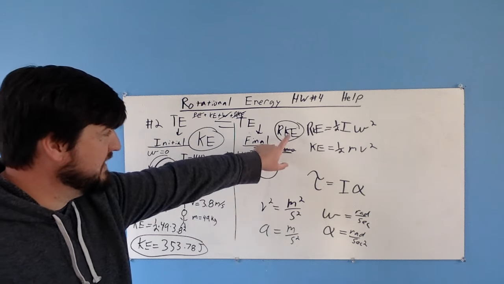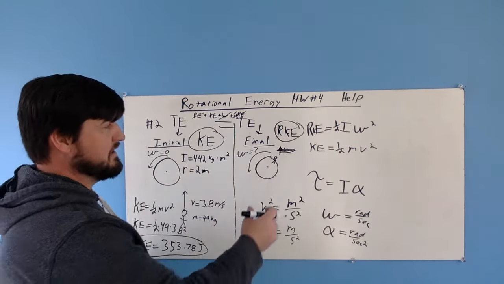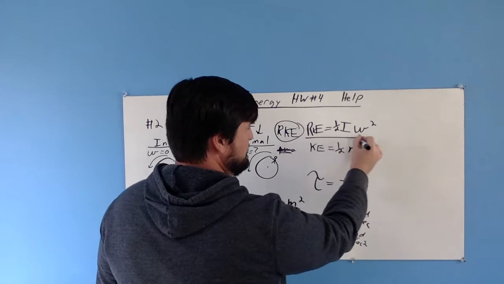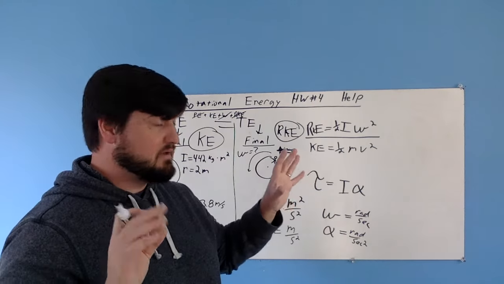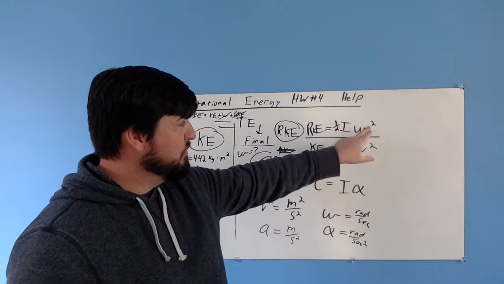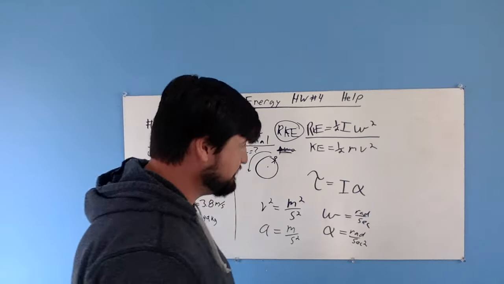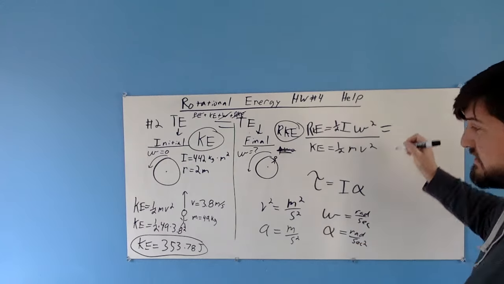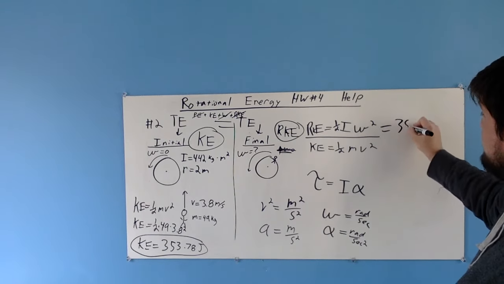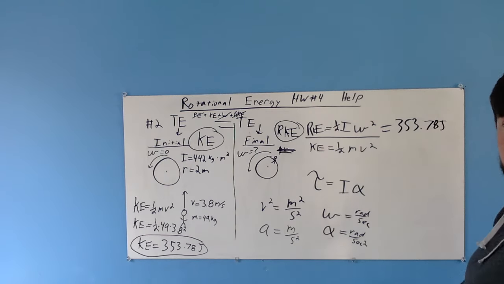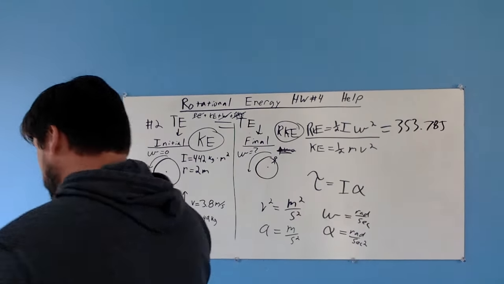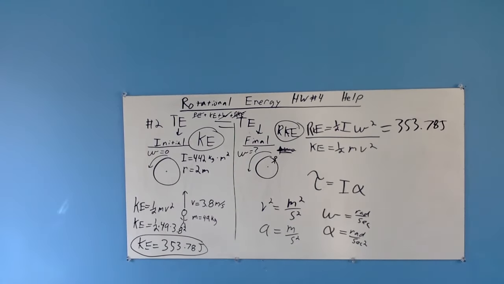So let's go ahead and find out. Let's remember our formula for rotational kinetic energy, and there it is right there. We know the rotational energy for this thing is 1/2 I omega squared, and the total value for that is 353.78 joules, what we found from the last problem we just solved. So what do we do from here?